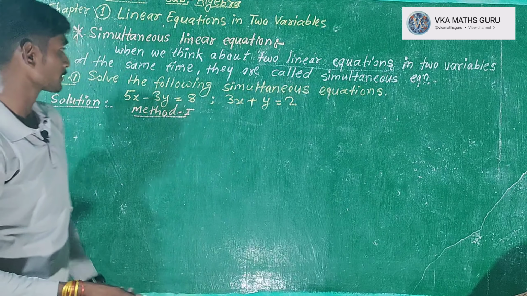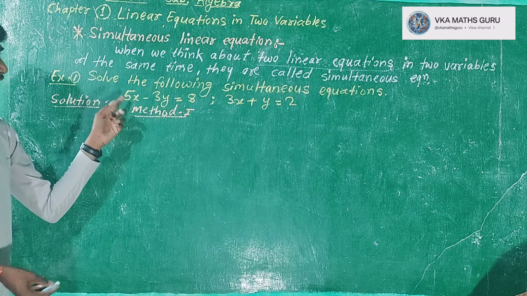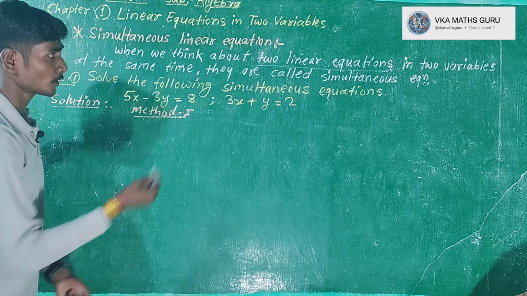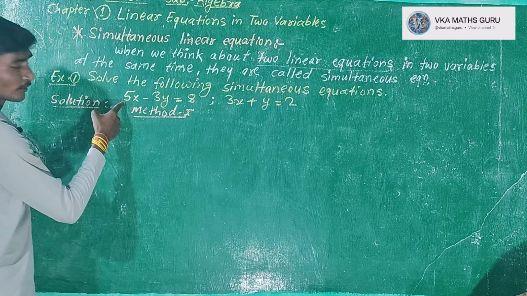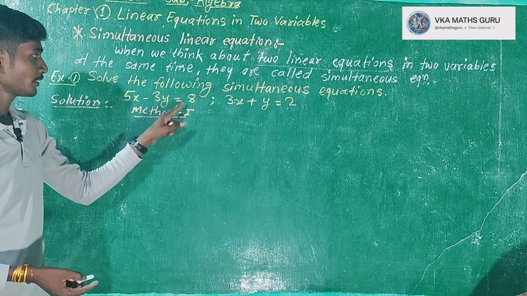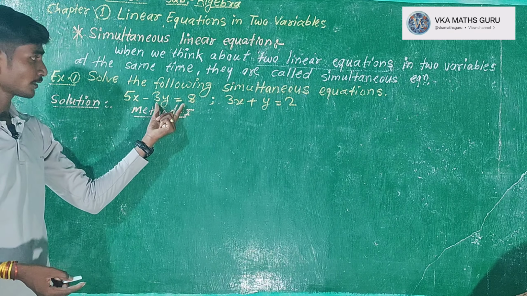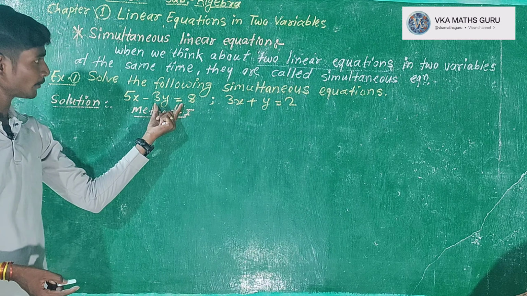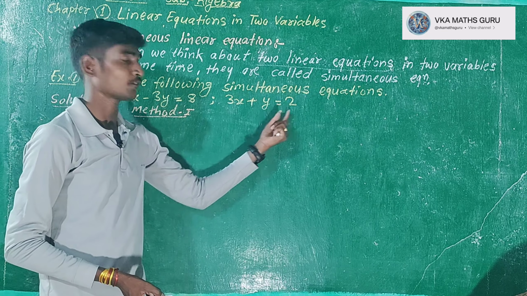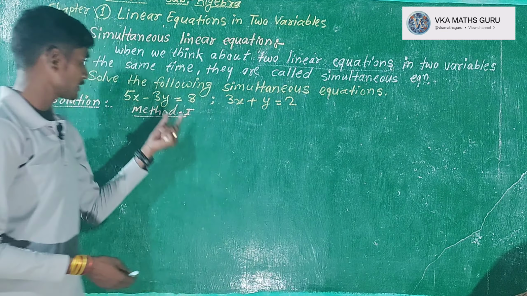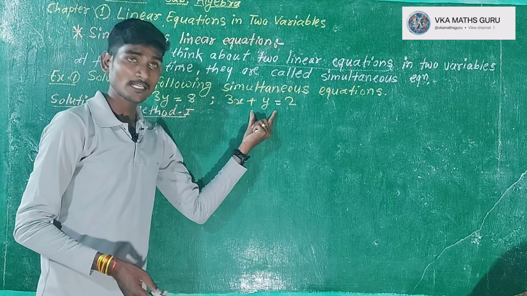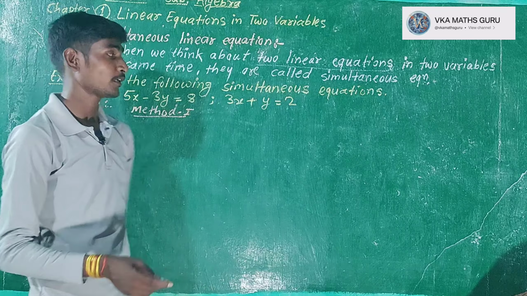Okay, understood? So next, what are simultaneous equations? Two linear equations in two variables at the same time. Here, 5x minus 3y equal to 8 is the first linear equation in two variables, and another is 3x plus y is equal to 2. This is the second linear equation in two variables.